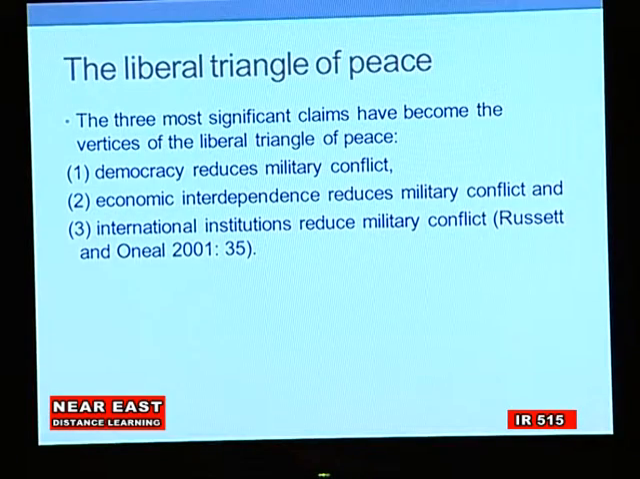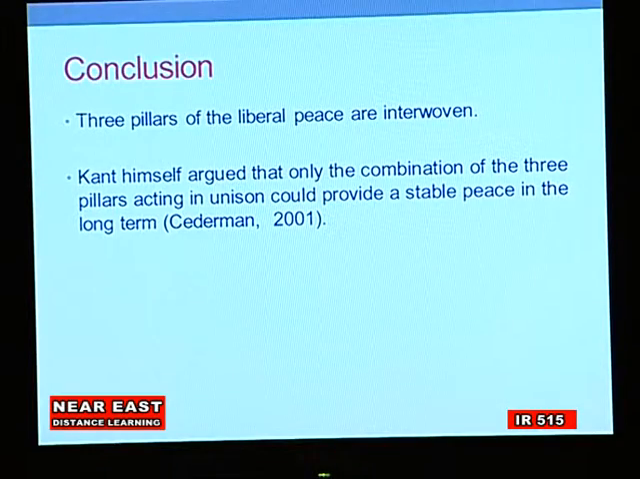If I need to repeat it once more, since it's quite important for this chapter: democracy reduces military conflict, economic interdependence is extremely important, and so are international institutions. To conclude this chapter about liberalism and security studies, we would say that the three pillars of the liberal peace are interwoven together. With three pillars, we're referring to the three angles of this liberal triangle of peace. And Kant himself argued that only the combination of the three pillars acting in unison could provide a stable peace in the long term.